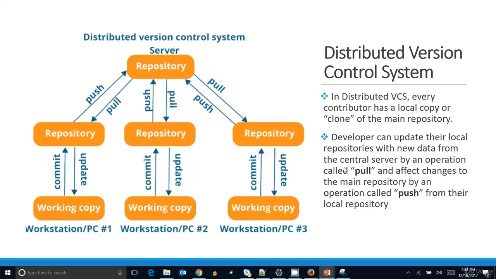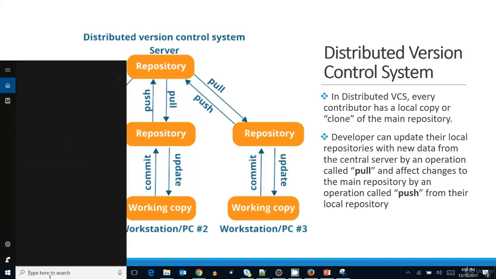Okay, a developer can update their local repository with new data from the central server by the operation called pull. Using this particular pull, you can get the updates from the server which have been pushed by other members of the team. So to sync your repository with the central repository, you just need to pull the changes into your local repository. Okay, let me show you.